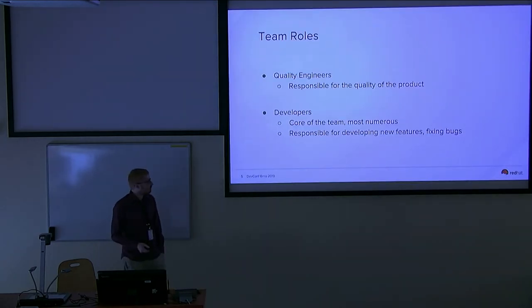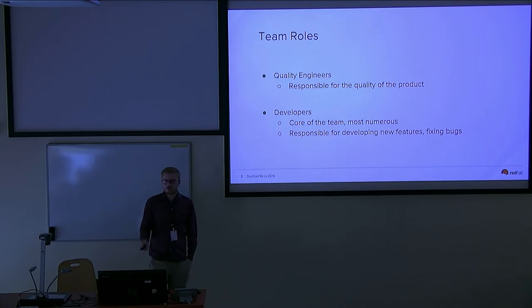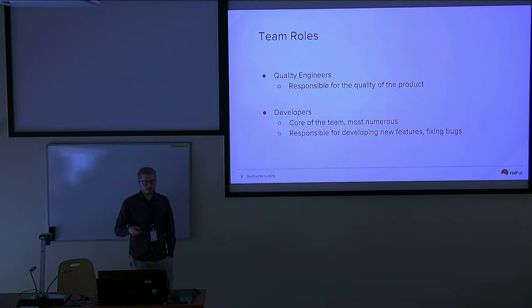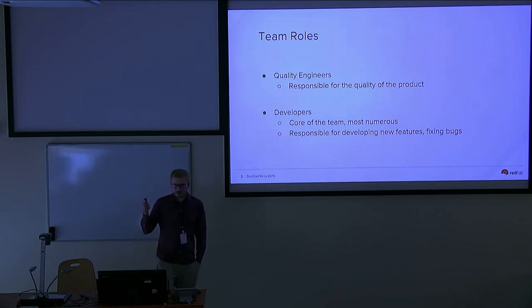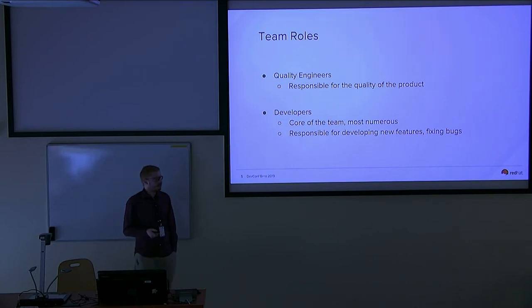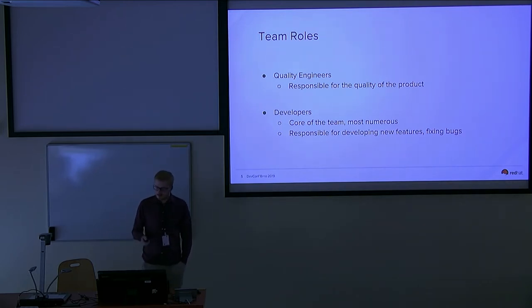So, the first part of the problem statement: let's define what the team is, and who the actors in the team are. The first actor is a quality engineer, who is responsible for quality of the product, and usually is just a limited resource in the team. Then the most numerous of the team members are the developers. It's the core of the team, and they are responsible for developing new features. They are responsible for fixing bugs, and sometimes it might surprise them, they are also responsible for the quality of the product.